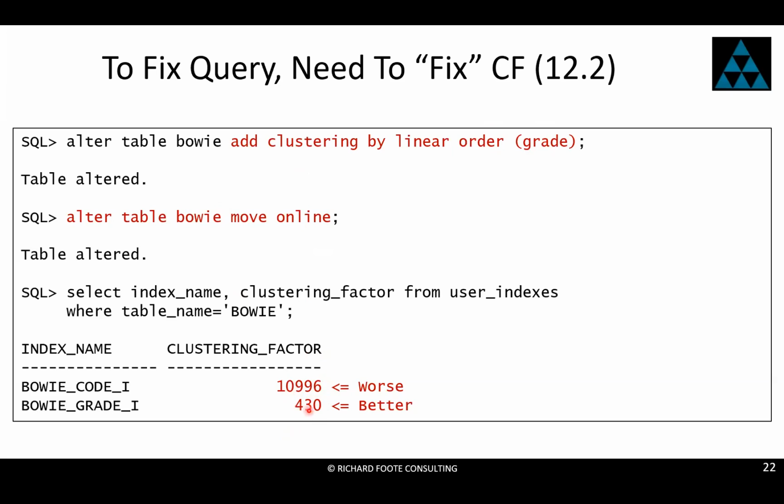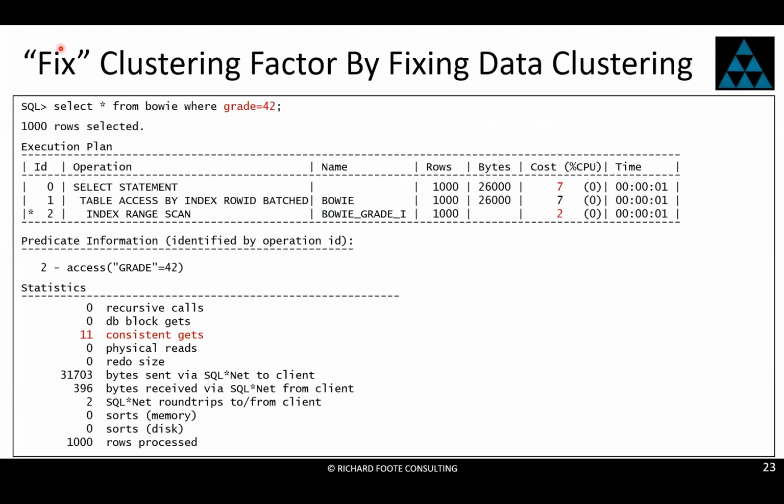Note, by the way, by fixing this, I've now stuffed up the code clustering. But maybe from a business perspective, I'm happy to do that. I run this grade query all the time, super critical. The other, not so important. So now when I run my query again using the grade column, hey presto, much more efficient. I'm not doing thousands and tens of thousands of consistent gets. I'm using my index really efficiently, because all the data that it needs to fetch out of the table is grouped in a very, very small number of blocks, because my data is literally clustered so well now.